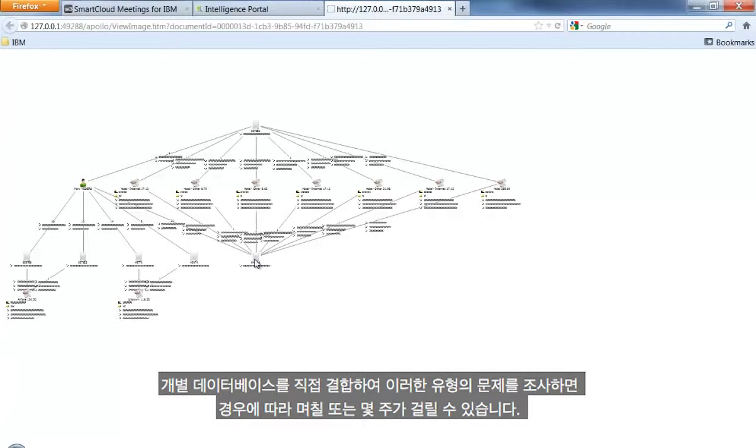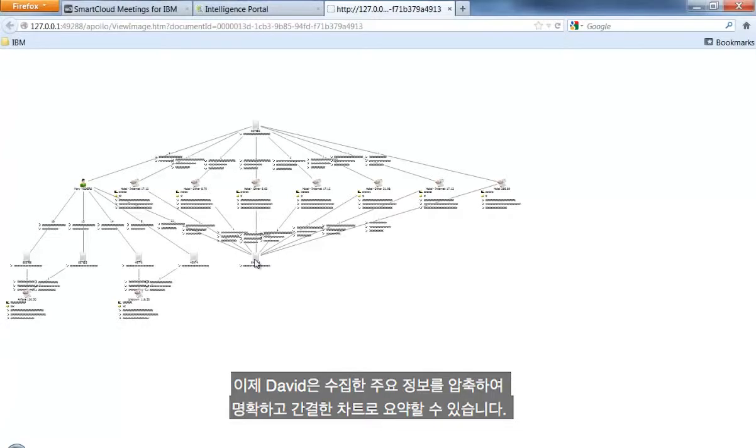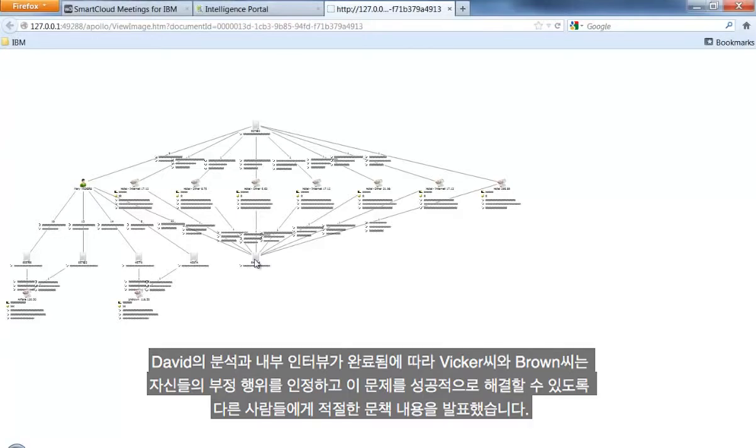Investigating these types of issues by manually combing through each separate database could have taken days or even weeks in some cases. Now, David was able to condense and summarize all of the valuable intelligence he gathered into clear and concise charts. Upon completion of his analysis, as well as internal interviews, both Ms. Vickers and Mr. Brown admitted to their wrongdoing, and the charts were presented to others as appropriate to assist with successful resolution of these issues.